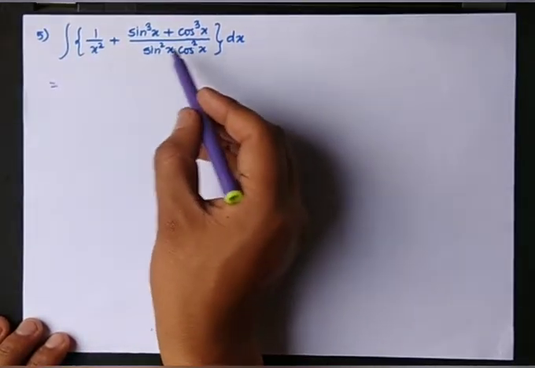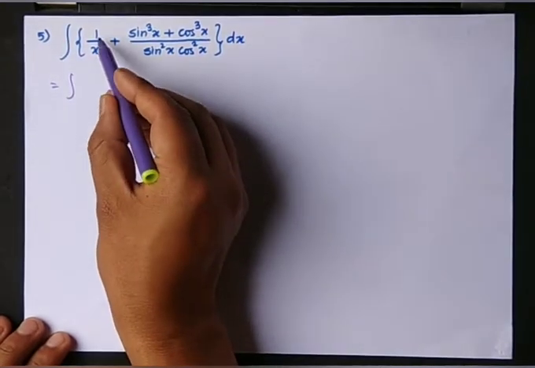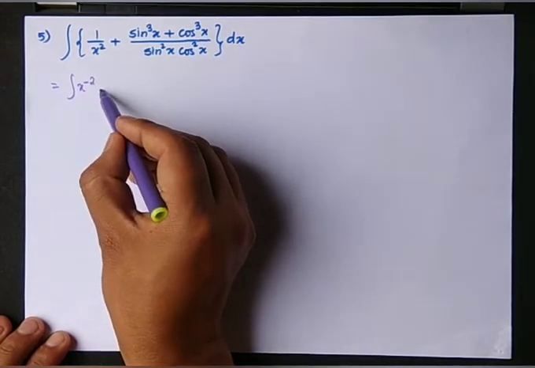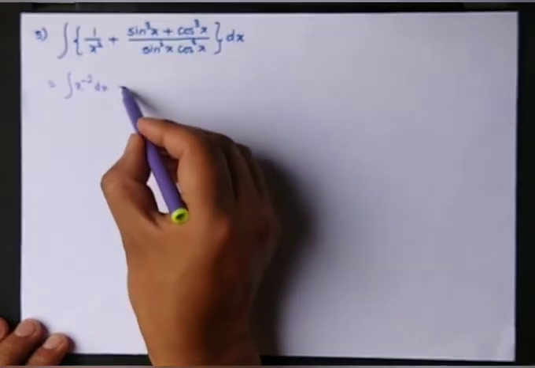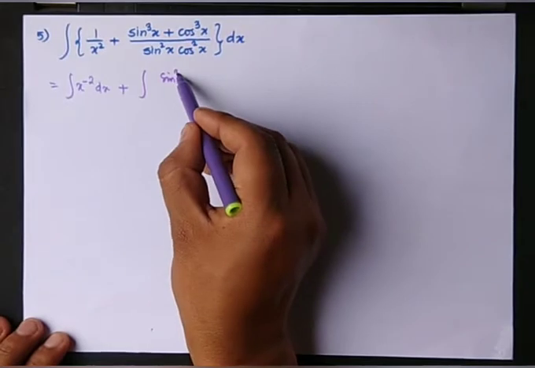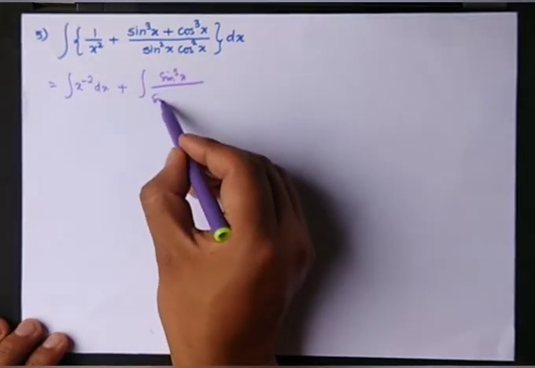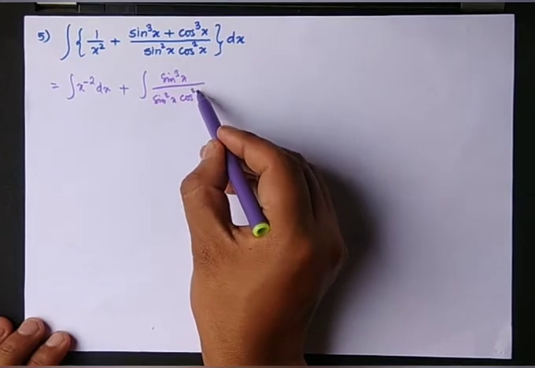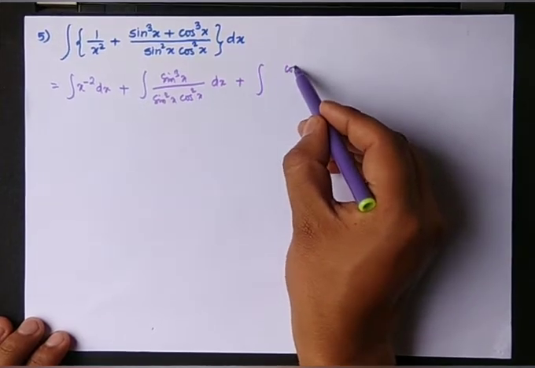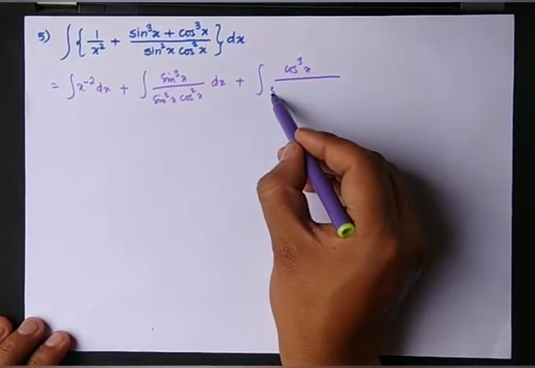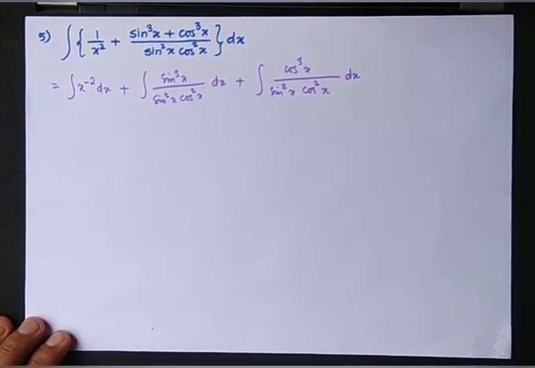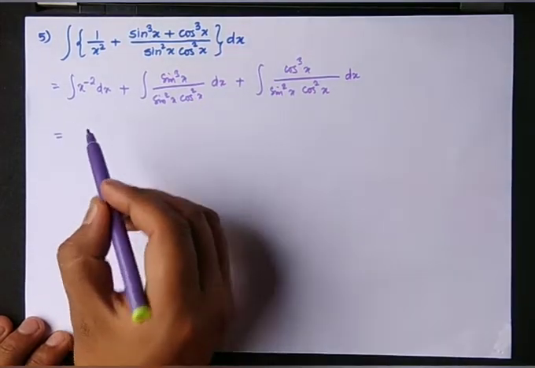As I said earlier, we will distribute the integrals. So this can be written as dx by x to the power 2, that is x to the power minus 2 dx, and we'll separate this in this format. So we have sin cube x by sin square x cos square x dx written. Plus we have cos cube x by sin square x cos square x dx, right? So let us do the integral part here.